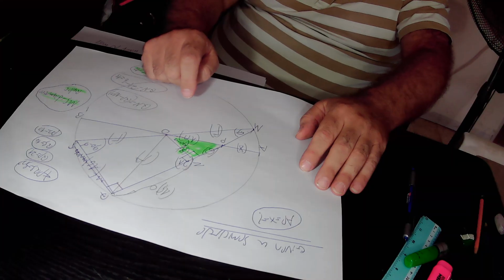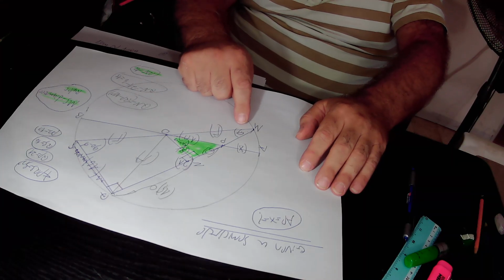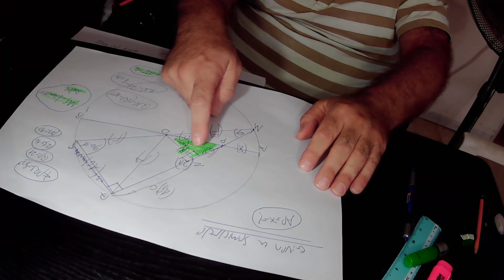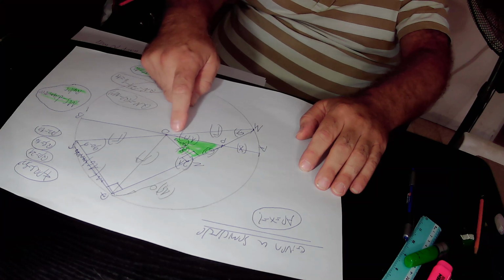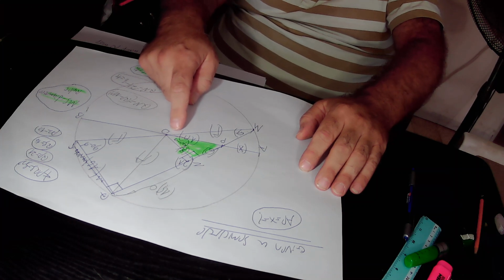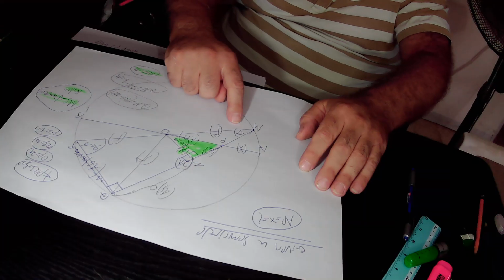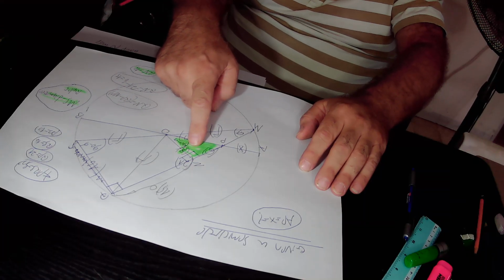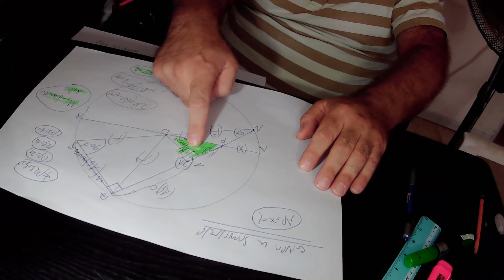Likewise, in the small right triangle ONM, this angle equals alpha. This angle equals 90 degrees, and therefore this third missing angle must be equal to 90 degrees minus alpha. Why? Because 90 degrees minus alpha plus alpha is 90 degrees, and 90 degrees plus 90 degrees is equal to 180 degrees. That is the sum of the angles in any triangle.